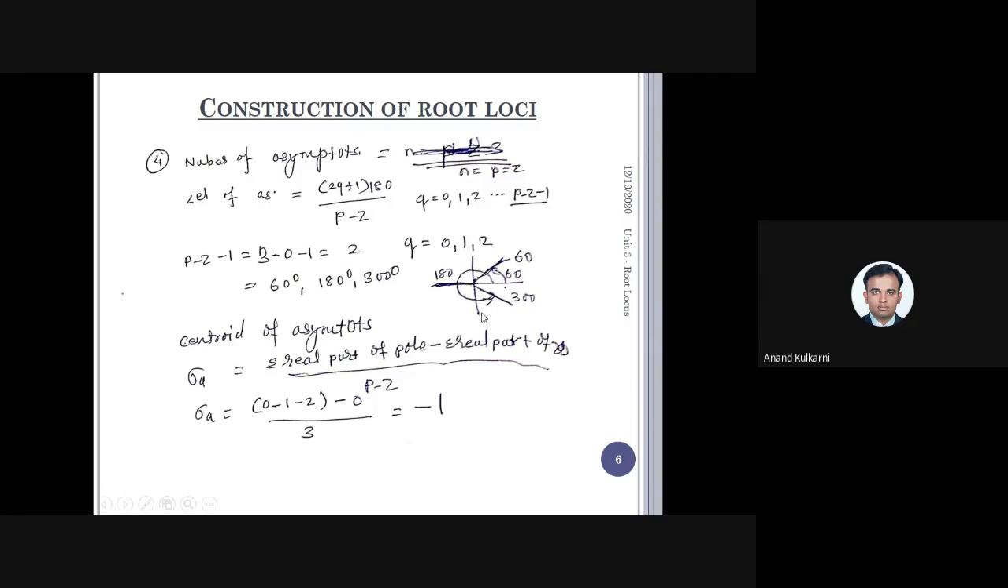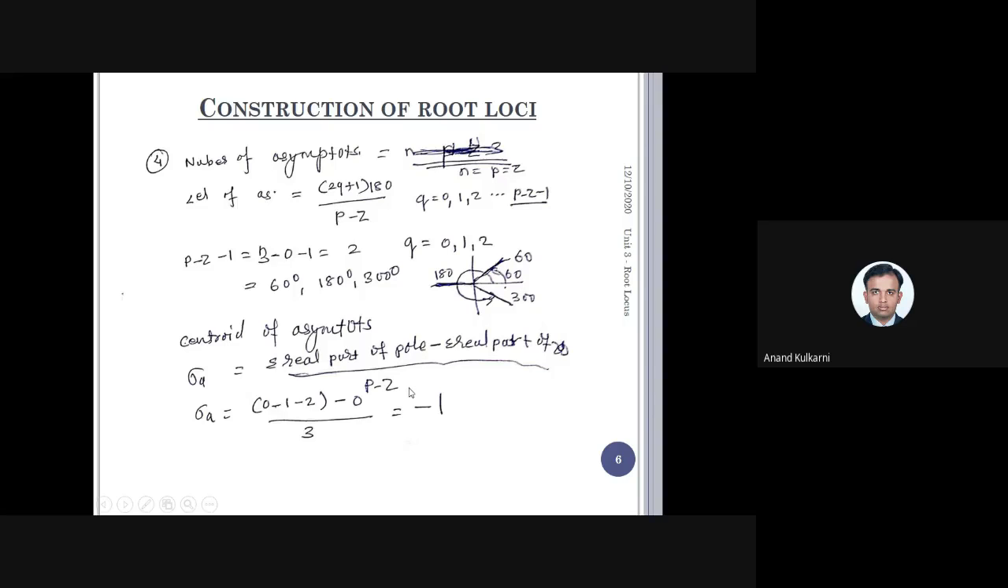Then the starting point of these asymptotes, I have shown at some point where that point lies. That is called the centroid of the asymptotes, and this centroid is always on the real axis. When it is always on the real axis, that means the x-axis, it will have only an x coordinate, no y coordinate, because if the point lies on the x-axis, its y coordinate is 0. That is common sense. So it is given by the sum of the real parts of the poles minus the sum of the real parts of the zeros, divided by the number of poles minus the number of zeros.